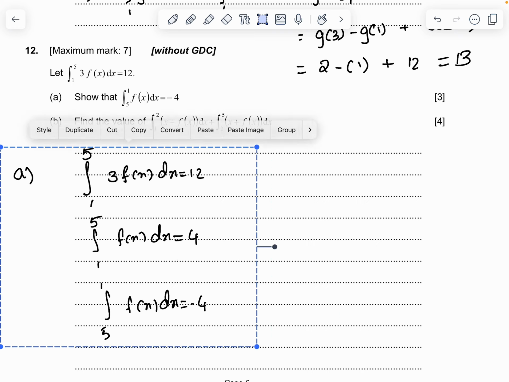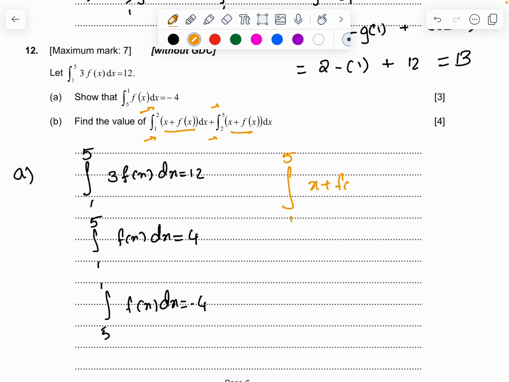Coming to part B. Find the value of the integral of x plus f of x dx plus the integral of x plus f of x dx from 1 to 2 and 2 to 5. We can see both are the same functions. Rather than 1 to 2 and 2 to 5, I'll do 1 to 5, x plus f of x dx.